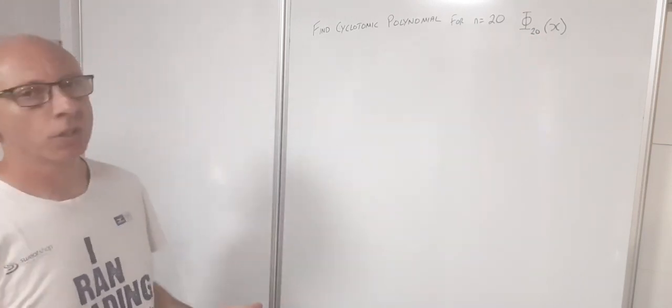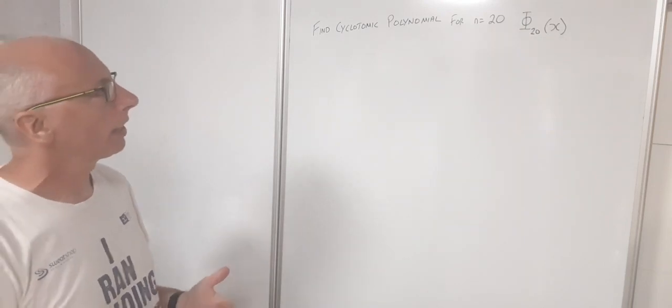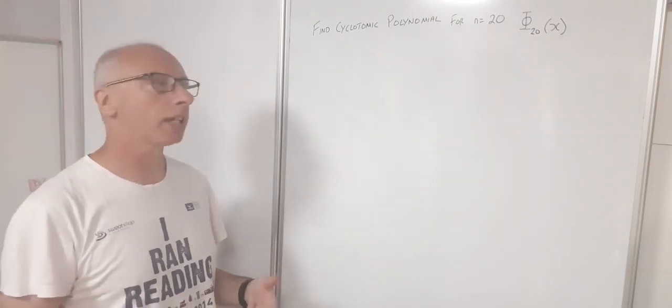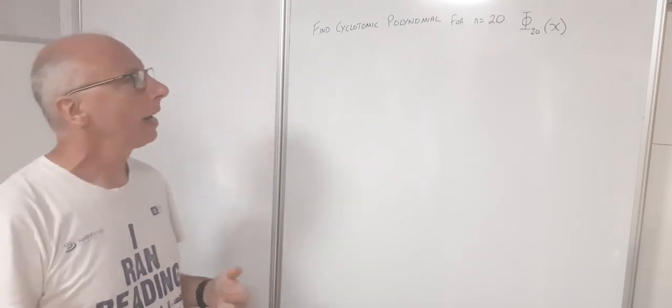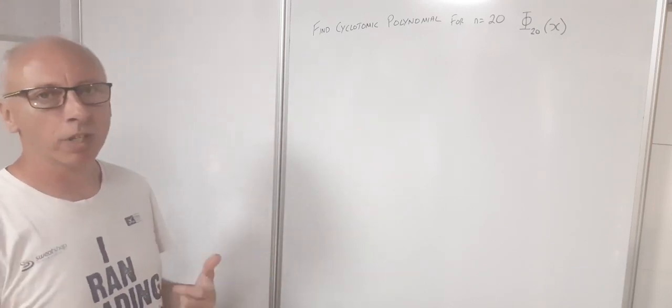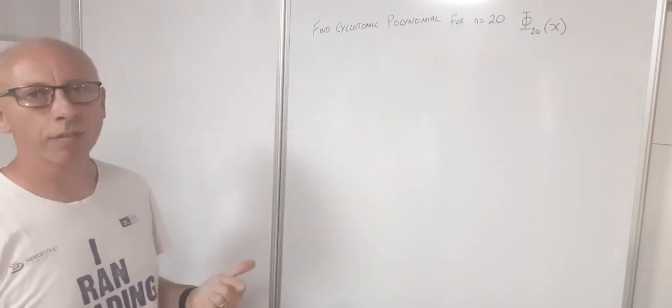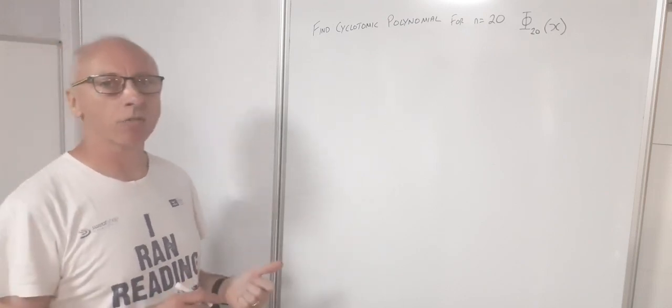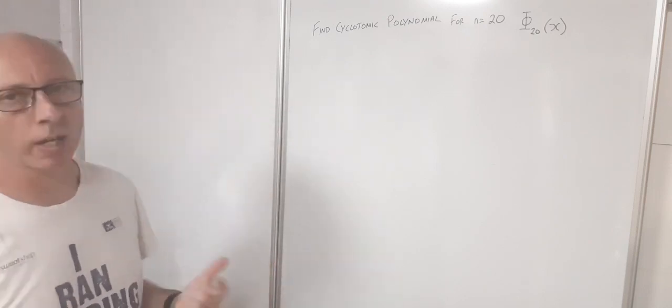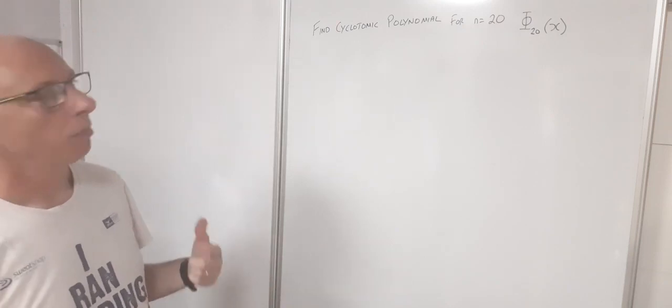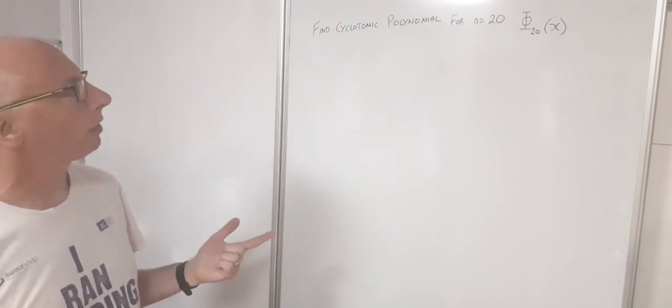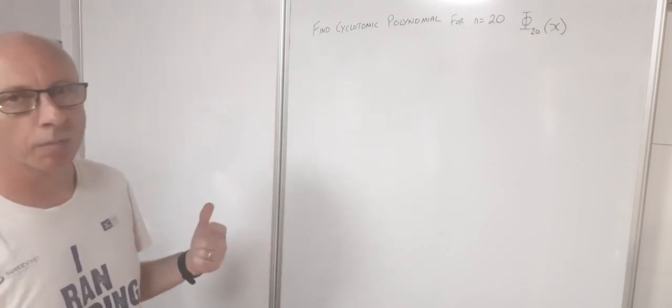Today we're going to use the Möbius function. In previous videos I've used other techniques which you'll see in the link below. These cyclotomic polynomials are really helpful when working with roots of unity, and there's a link in the description about those. But let's concentrate now on the formula for cyclotomic polynomials using the Möbius function.